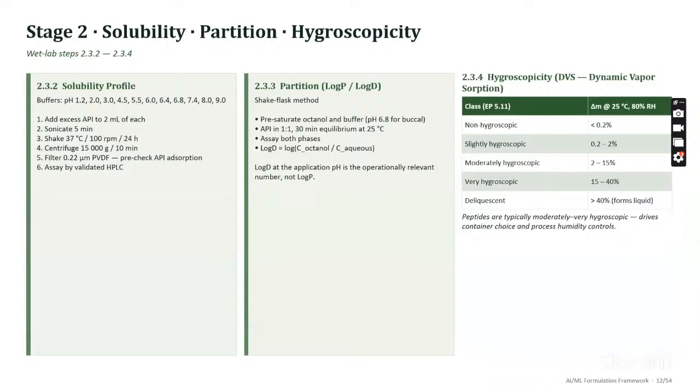Centrifuge at 15,000 g for 10 minutes. Filter through a 0.2 micron PVDF filter, then check the API absorption. Quantify by granulation. Like this, you should generate the data. Initially, in the solubility test alone, you will get the exact result of whether the compound is pure or not, and how much API content is there.